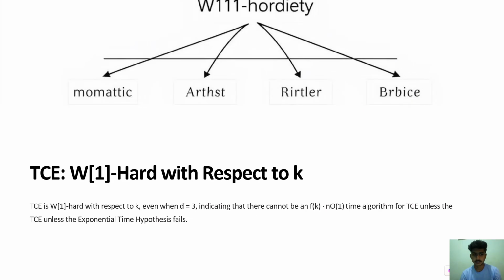TCE, W[1]-hard with respect to k. TCE is W[1]-hard with respect to k even when d is equal to 3, indicating that there cannot be an f(k) times n^O(1) time algorithm for TCE unless the exponential time hypothesis fails.